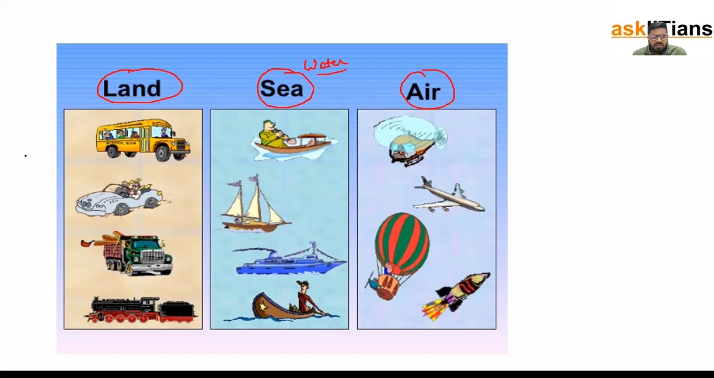These are the basic examples of land transport. We use buses, cars, trolleys, engines or trains. So they all are examples of modes of transport on land.